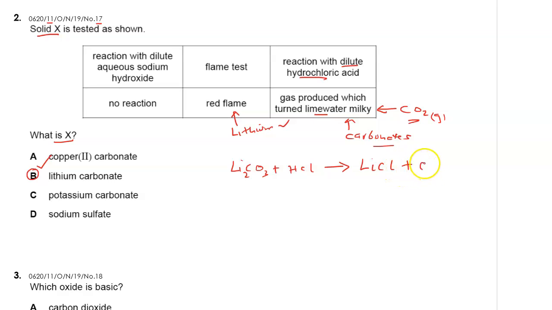And carbon dioxide and water. Okay, so basically this is 2 and this is 2 right here. Of course, this is aqueous. This could be solid because you are told already it is solid X, and this would be aqueous, this would be gas, and this would be liquid. Okay, so that's the reaction that is happening with dilute hydrochloric acid.